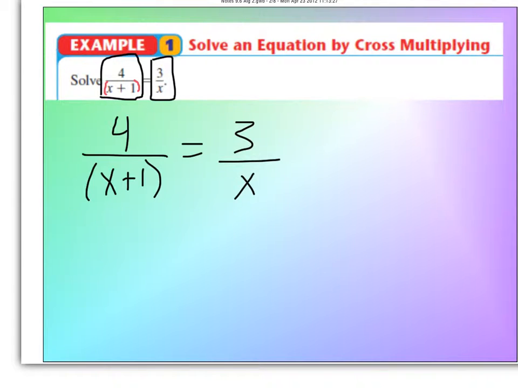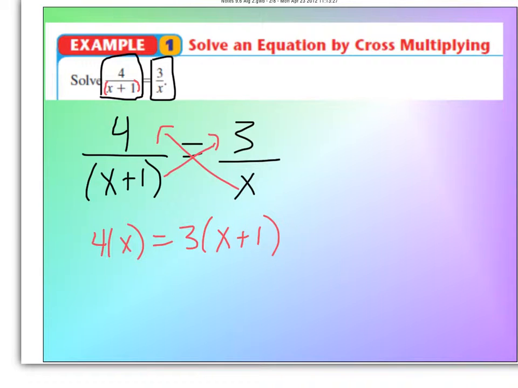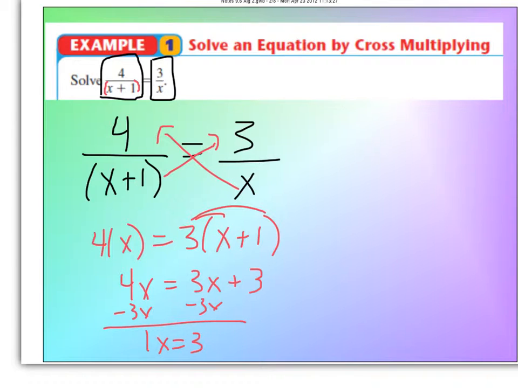So a really good trick is this. I'm going to take x plus 1 and move it up there. I'm going to take the x and move it up there. So I'll have 4 times x, and I'll have 3 times x plus 1. Then just simplify. 4 times x is 4x. This 3 distributes through, 3x plus 3. Now to solve this, I think I'm going to move the 3x over by subtracting. Get x's on one side. That would say 1x equals 3. And 1x is the same as x, so x just equals 3.